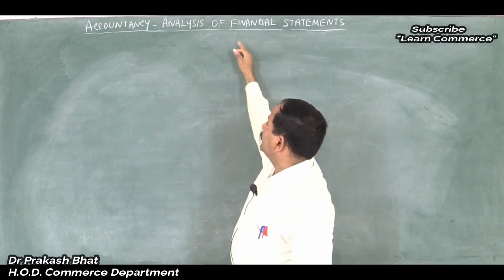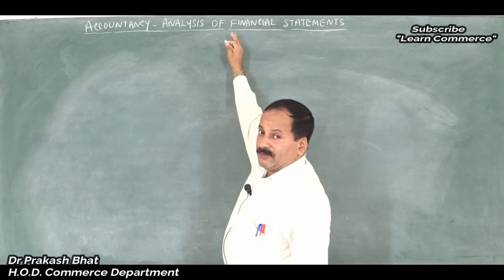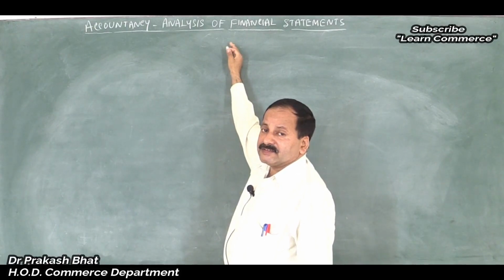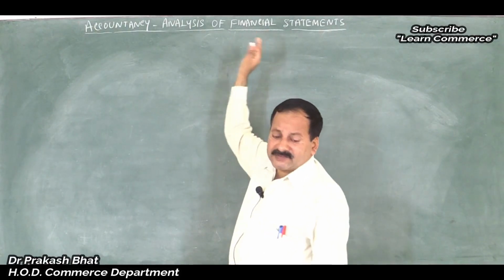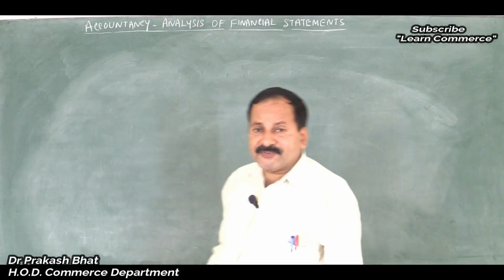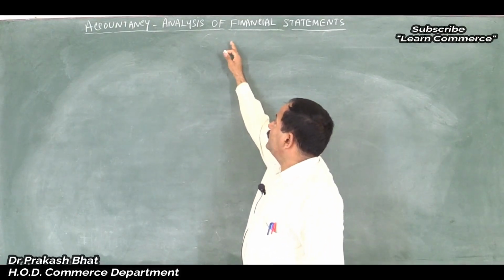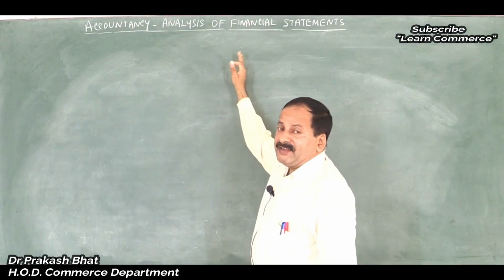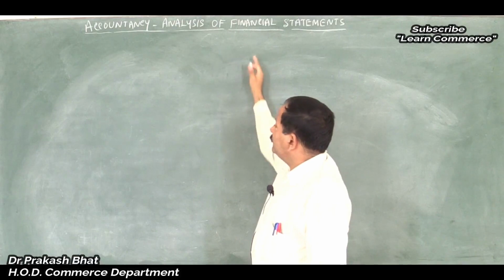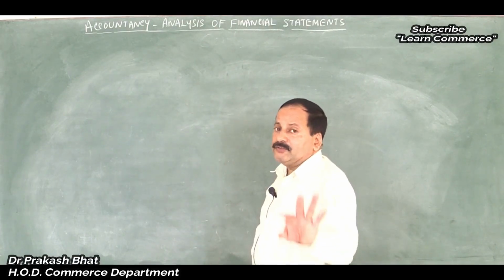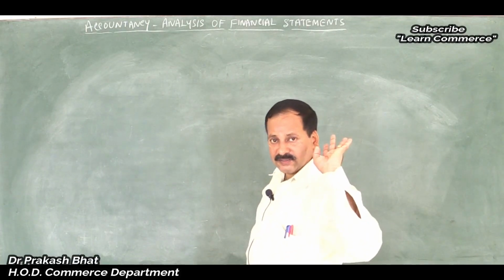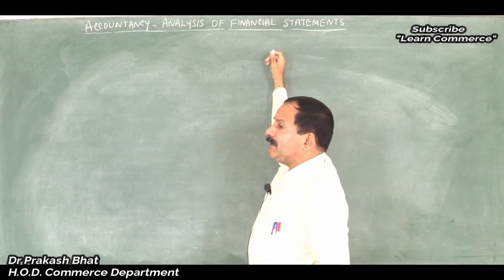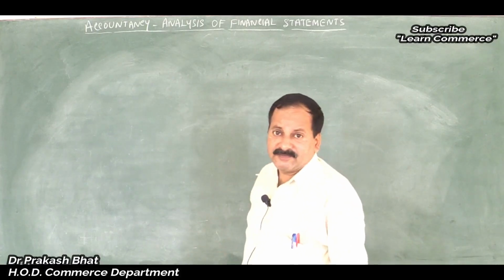There will be two separate columns: one is increase or decrease, then percentage increase or decrease. The first column will be absolute increase or decrease. That means 10 lakh minus 9 lakh is 1 lakh decrease, so within a bracket you will put 1 lakh. You will not use the minus symbol. Clear? Yes. Then you have to write the percentage increase or decrease.